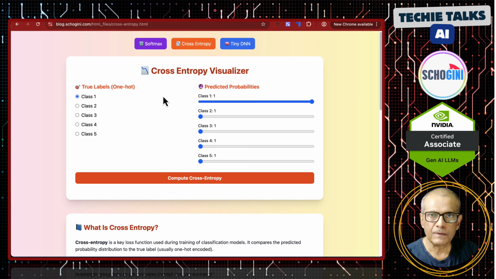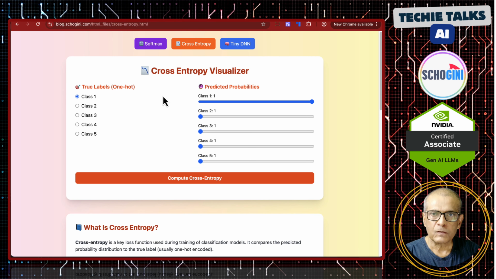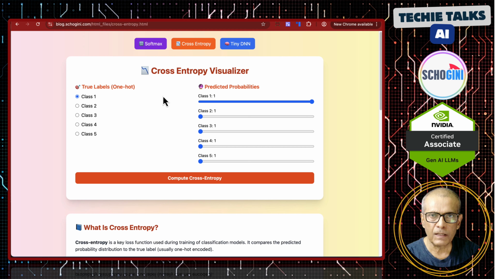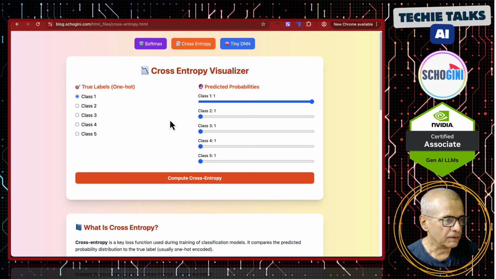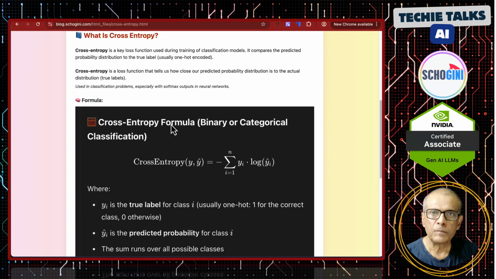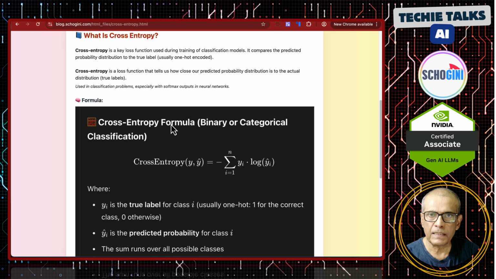So welcome to the next video in learning small components of our large language model. This time it is cross entropy. So we will see what that is. Cross entropy is a loss function. We all know we need a loss function.